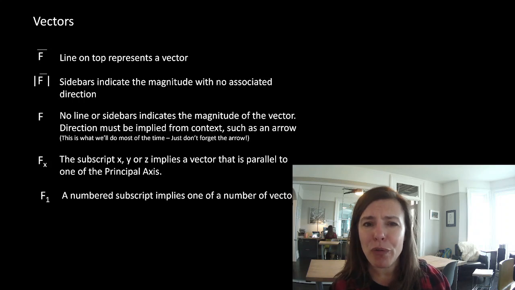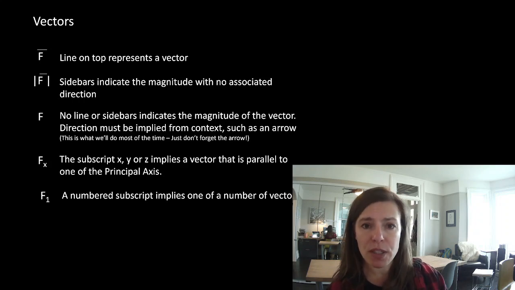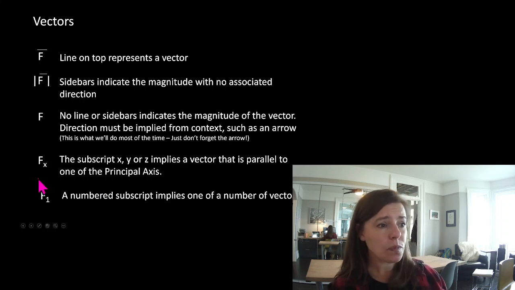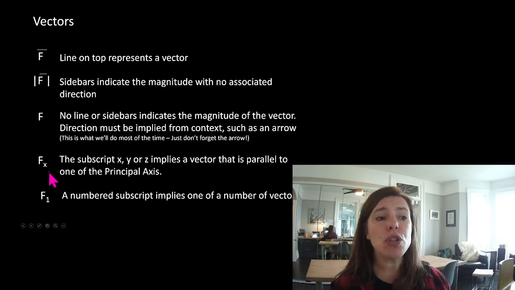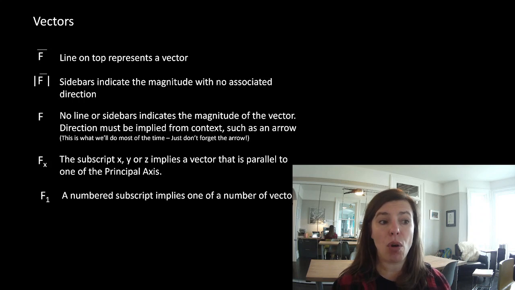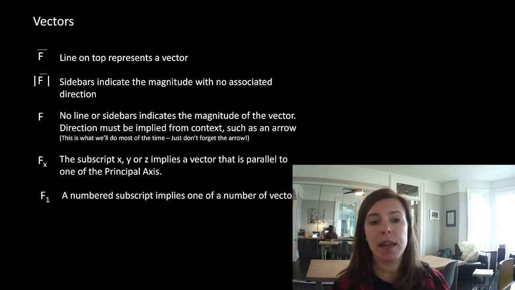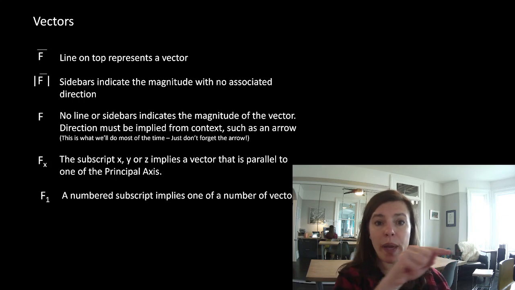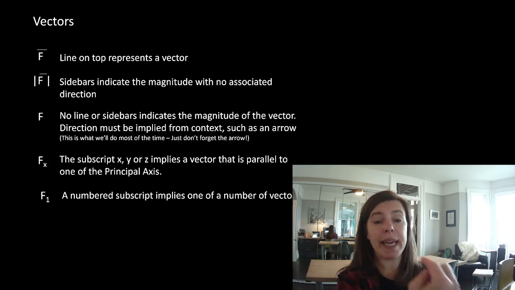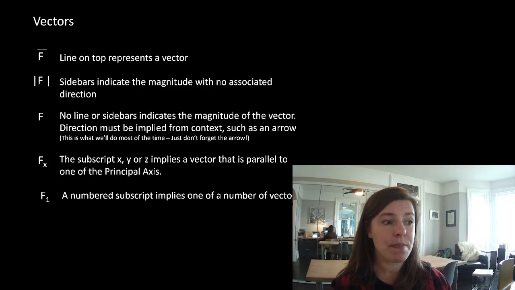The reason it's important to know about vectors is because how we do math with vectors is different than regular math. If we have a vector with a subscript x, y, or z, that usually means we're talking about a force or a vector that's along a parallel axis. If it says y, it's going up or down on the y-axis. If it has a subscript x, it's going in this direction, which is our x-axis. If it has a subscript z, it's going in and out of the page, which is our z-axis.